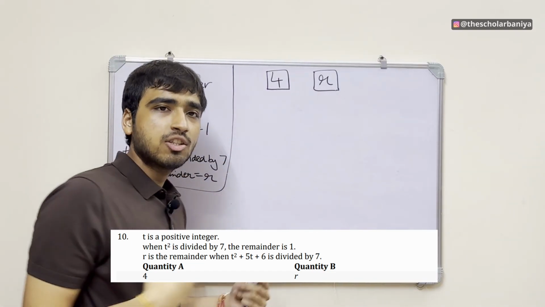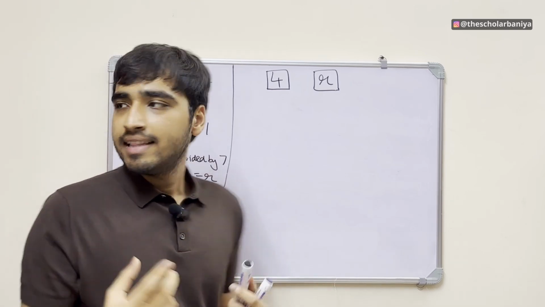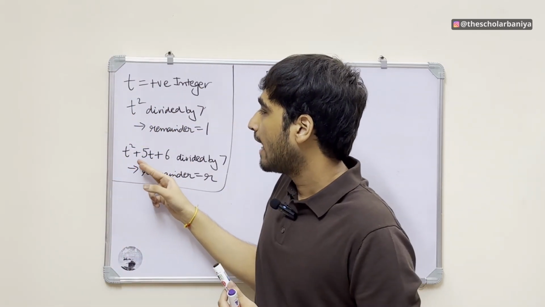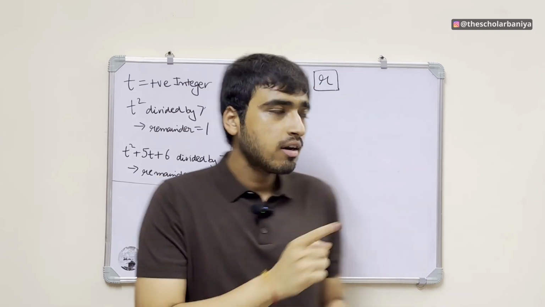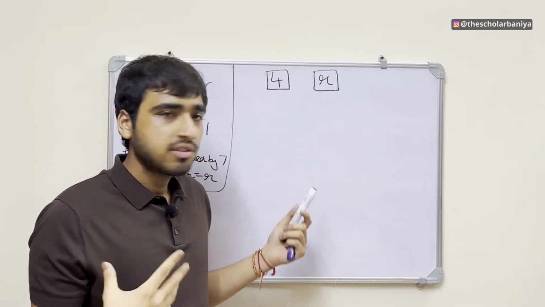Okay. So in such questions, what we do is that we try to take some value of t and then satisfy these conditions, and then we can find the value of r and compare. So this is the easiest way to solve such types of questions.